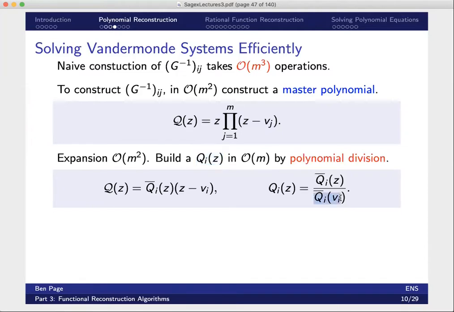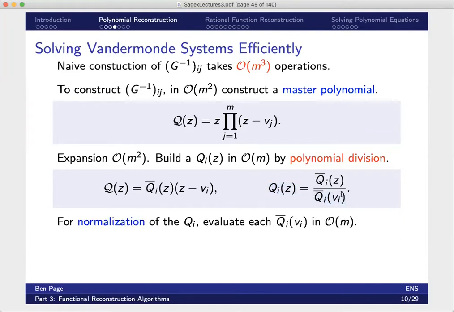To do this, we just divide by this polynomial evaluated on that point. So with this form, QI of VI is just one. And this is something that you can also do in big O of M operations, and it allows you to construct the inverse in big O of M squared operations.